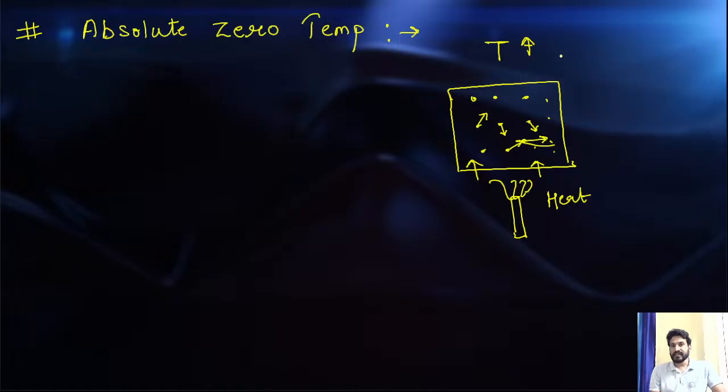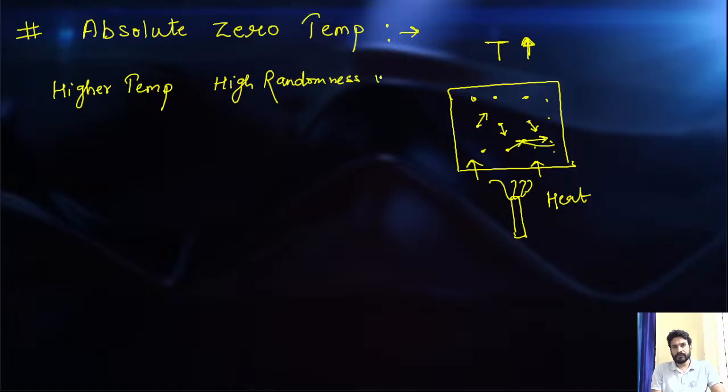If we study this in the reverse manner, then we can say that if temperature is higher, the randomness of the molecules is higher. Higher temperature means high randomness in molecules. High randomness means molecules are moving here and there with a higher velocity, and that velocity is called root mean square velocity, VRMS.